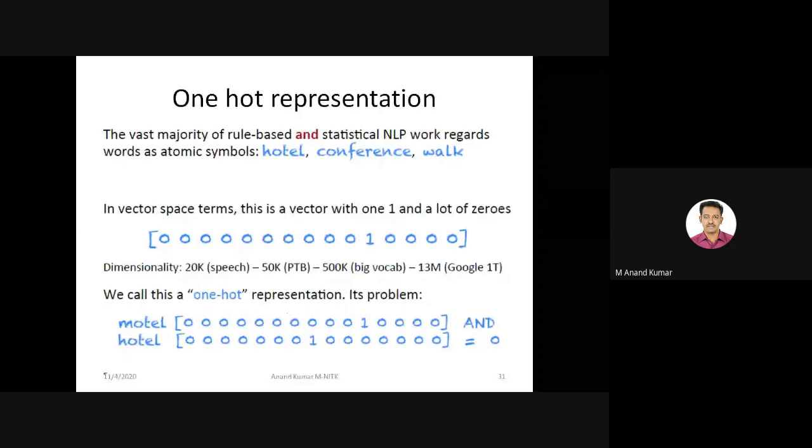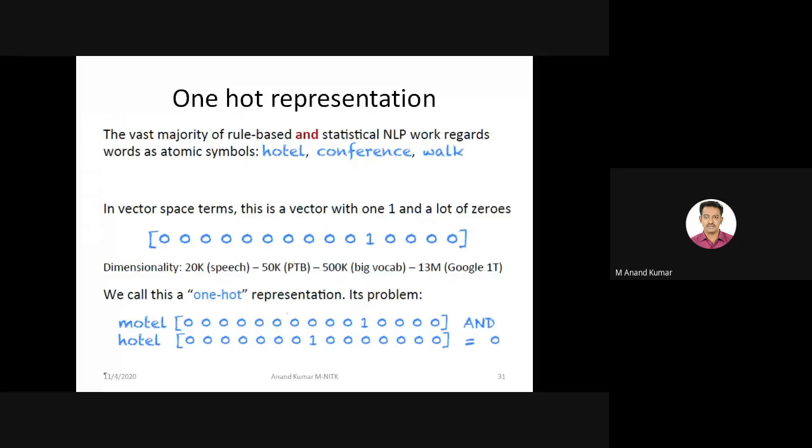So as I said, the problem is one-hot representation. I'm taking the vectors of two words, hotel and motel. I know that these two words are similar, and I want to find out whether they have any relationship or not. I'm just taking the dot product, which means I try to find the distance between these two things, or the similarity between these two words.